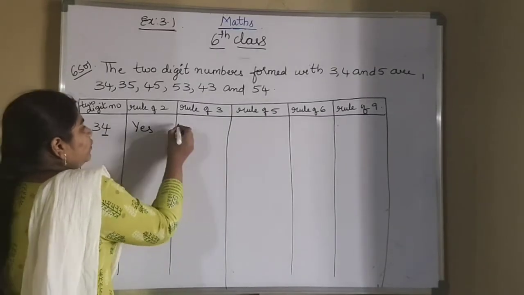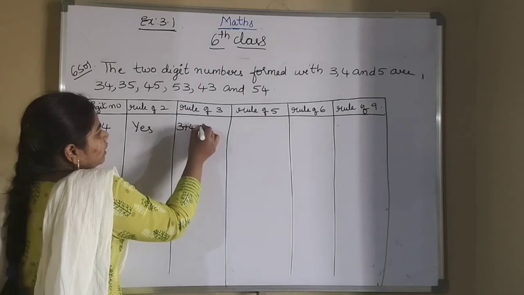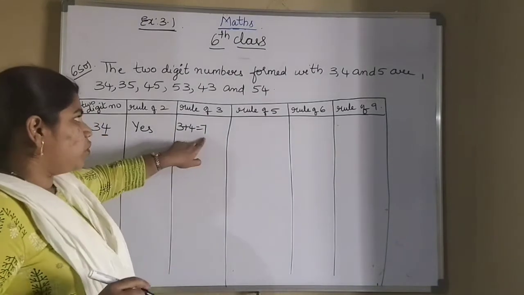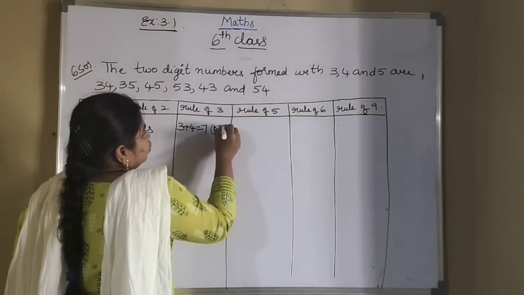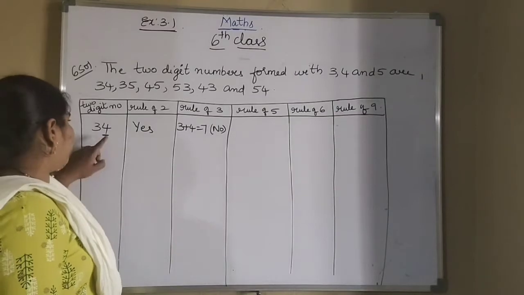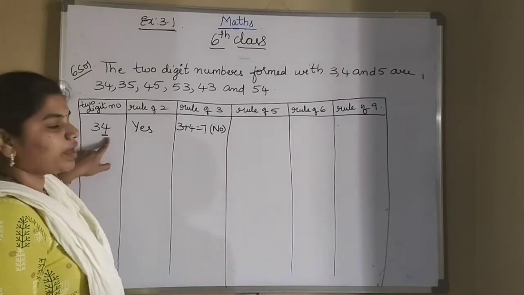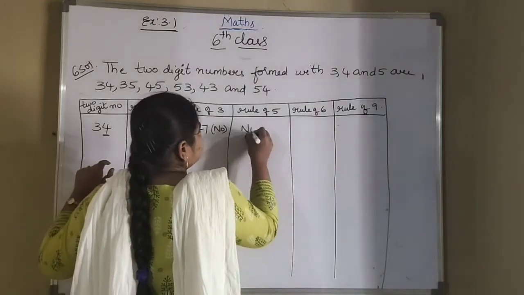Next, rule of 3. What is the rule of 3? We have to add these two digits. 3 plus 4 equals 7. 7 is not a multiple of 3 here. So you write here, no. Next, divisibility rule of 5. What is the divisibility rule of 5? Last digit should be 0 or 5. But in this case, it is 4. So it is not divisible.